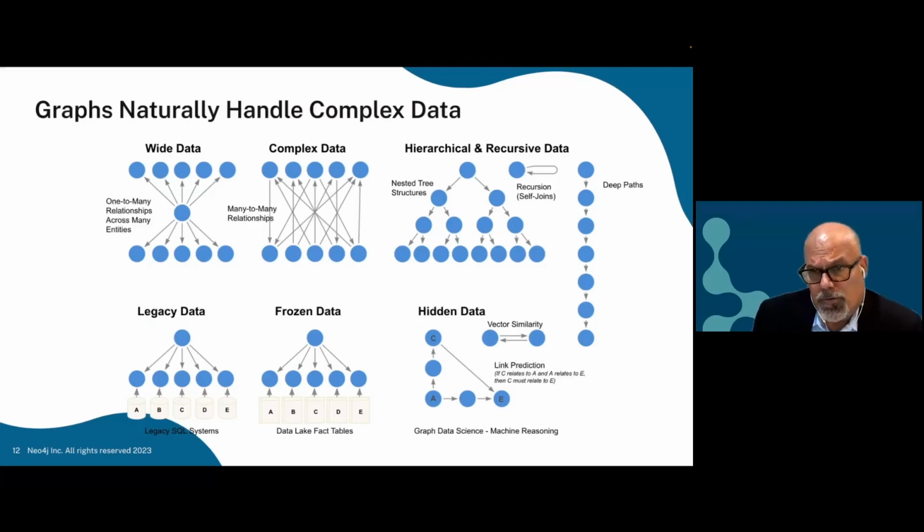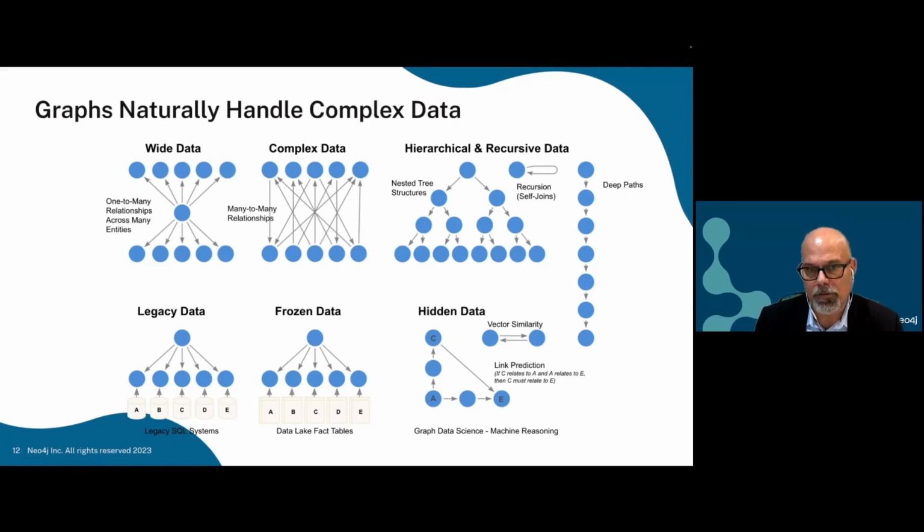So what makes graphs powerful is that they naturally handle complex data. If we take a look at the kinds of complexity that graphs do a really good job at, it's not unusual that you have problems of analyzing data that you might call wide data. So I have a single object, maybe it's a customer, maybe it's an asset, and in order to understand that in its context, I need to join that with a large number of other tables or data sets. In a graph, you can do that very naturally.